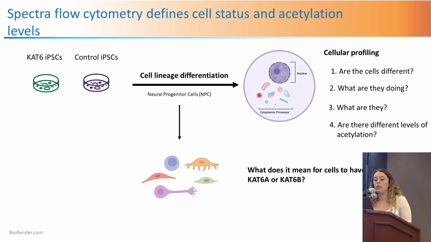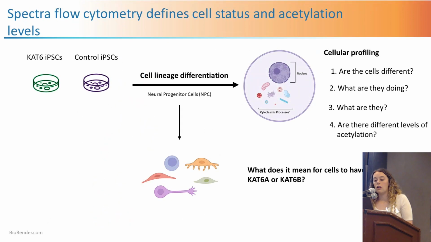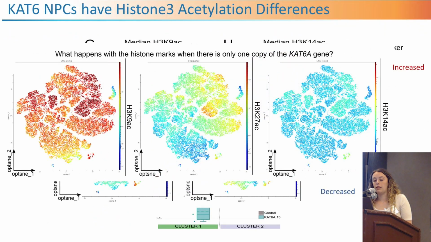And then next, we want to look at the different histone marks. So for this example, we were looking at the histone 3 lysine 9 acetylation. We were looking at the histone 3 lysine 27 acetylation, and we're looking at the histone 3 lysine 14 acetylation. And so this is telling us exactly if these marks are present.